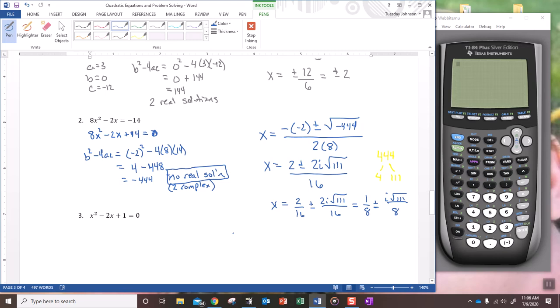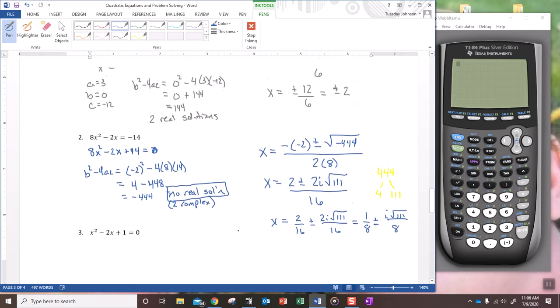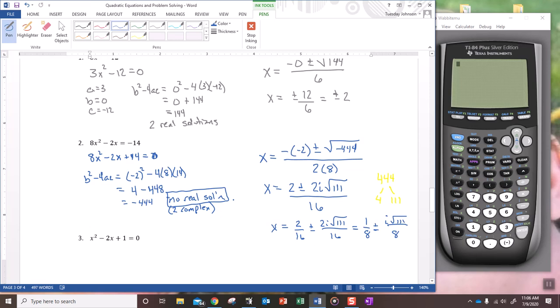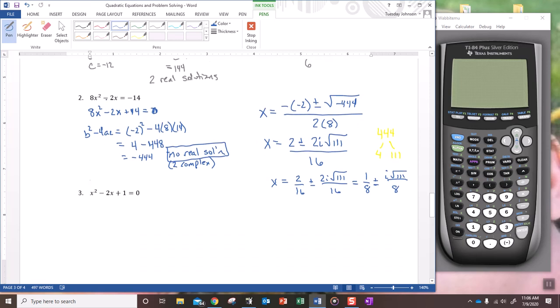All right. One more. First one had 2 real solutions. The second one had no real solutions. Those of you that have taken any classes from me before can probably guess what this is going to have. But we're going to do it anyway.